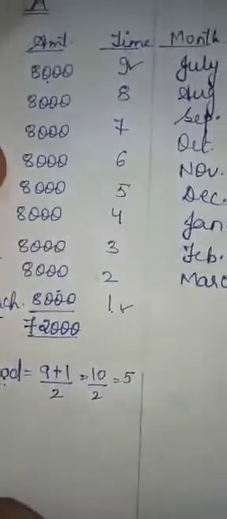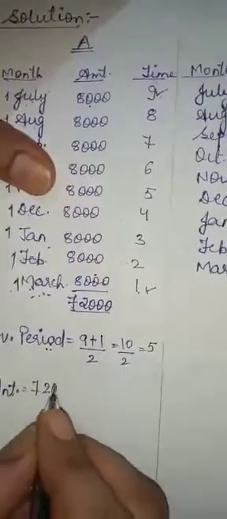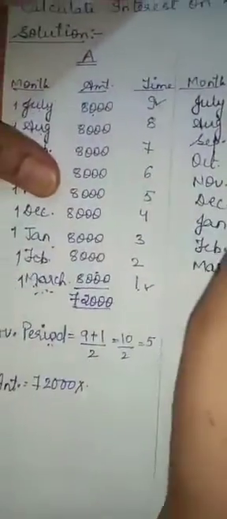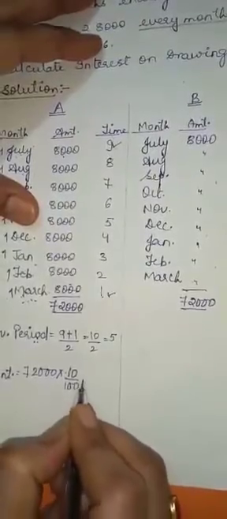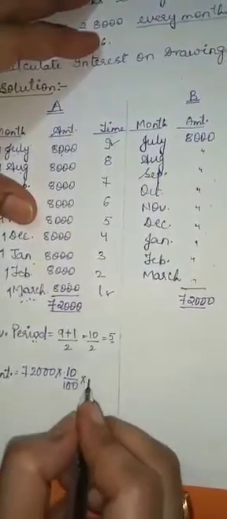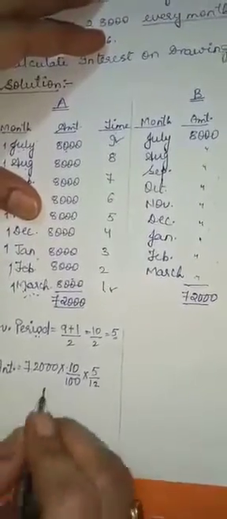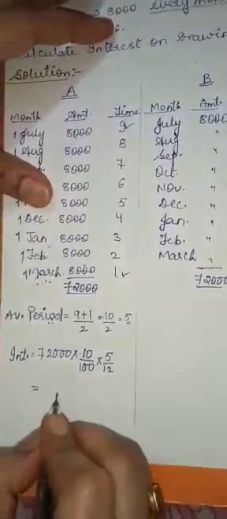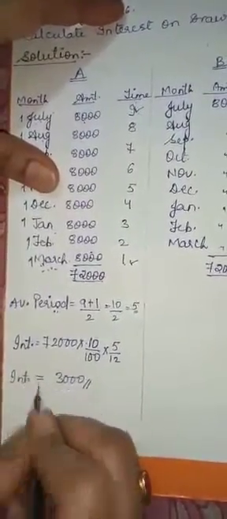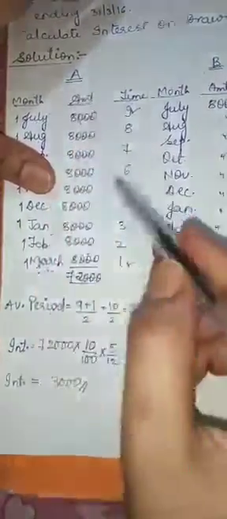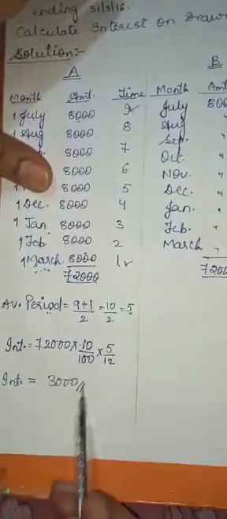Now the calculation of interest. Total amount withdrawn is 72,000 rupees. Rate of interest we know is 10%. So 10 by 100 into time period, we know the average time period is 5 divided by 12. And that is equal to 3,000 rupees. And that is our interest on drawings for A. Whatever withdrawings he has done, the interest would be rupees 3,000.